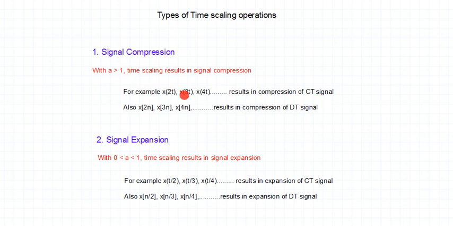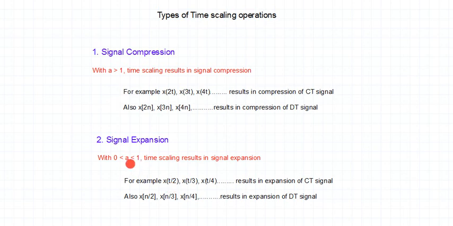I'm talking about CT signals here. For DT signals, if the A values are greater than 1, the resultant signals will be x(2n), x(3n), x(4n), and all these operations result in compression of the DT signal. Similarly, in another case I will choose the value of a between 0 and 1. In that case, time scaling results in signal expansion. For example, if a is 1/2, the signal will be x(t/2).